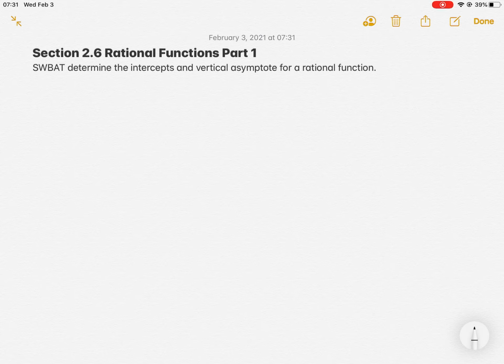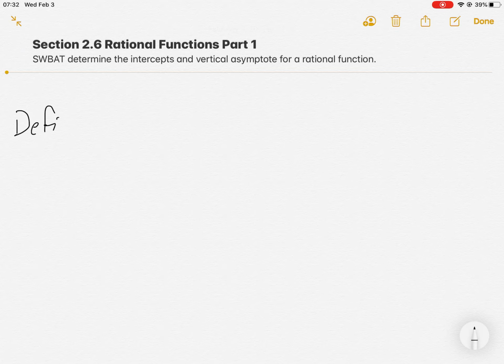So to begin with, you'll notice that we are switching gears from polynomials a little bit here. We're now talking about rational functions. But the reason that this is included in this unit in chapter 2 is because, so let's take a look at the definition here.